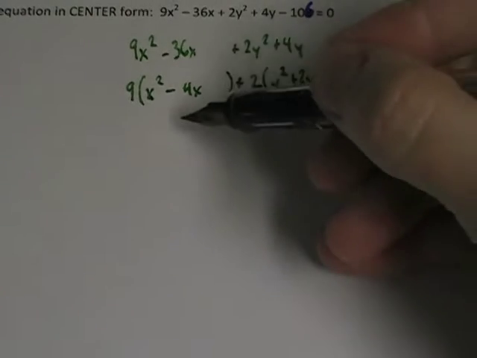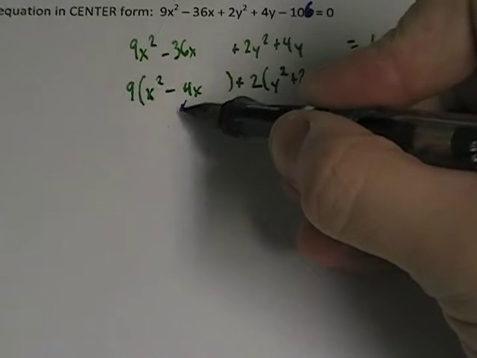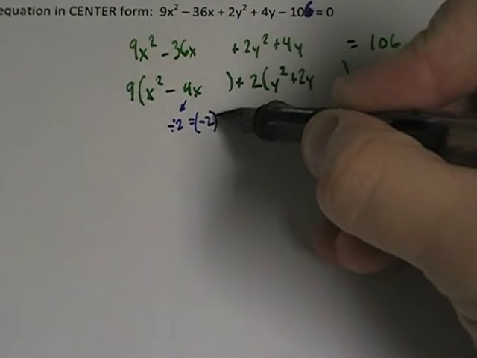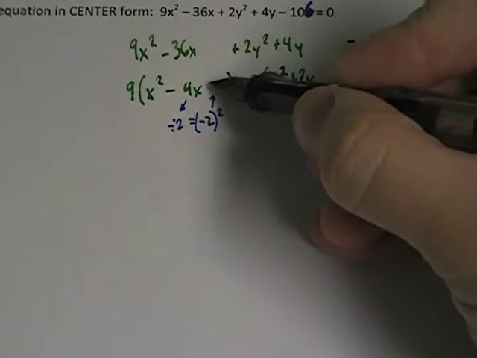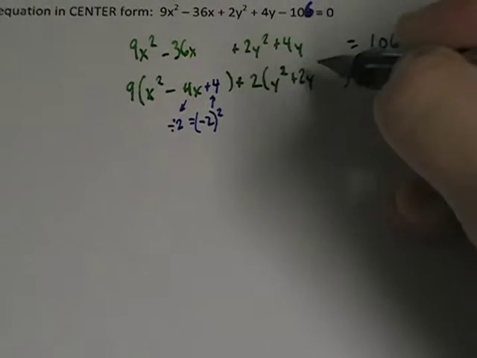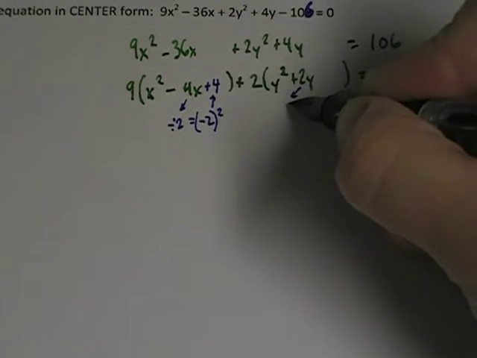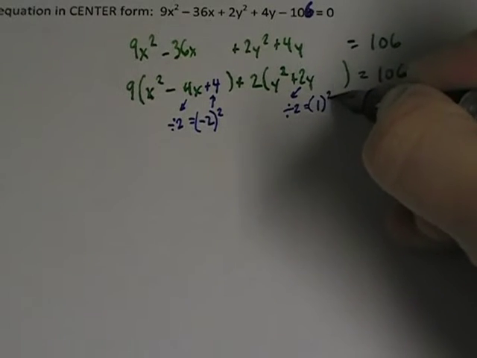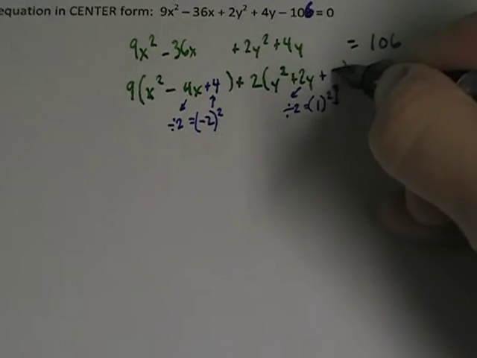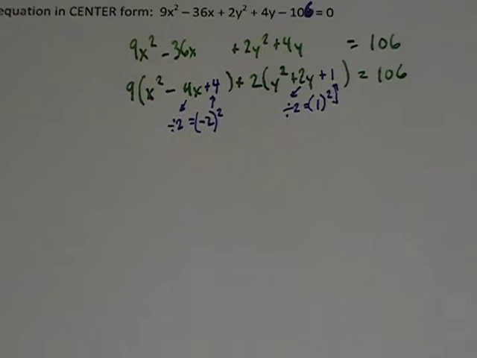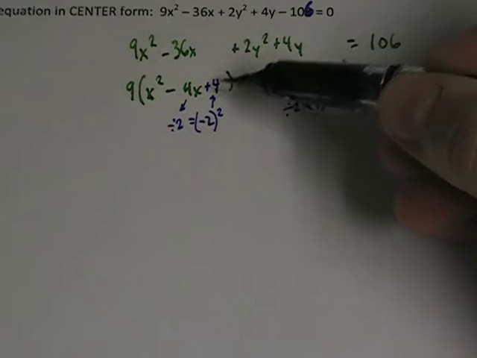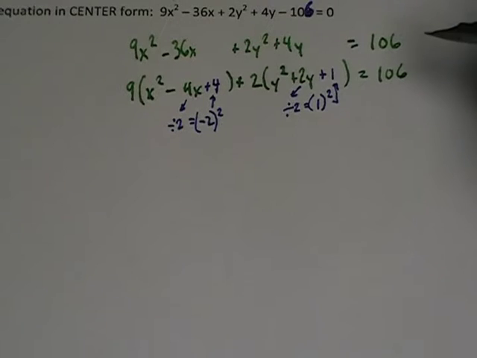Alright, now to complete the square, we take our center term and we divide it by 2, right? So that's going to be negative 2. And we square it to get plus 4. And here we take this center term, we divide it by 2, and we get 1. And we square it to get plus 1. Okay? Easy enough.